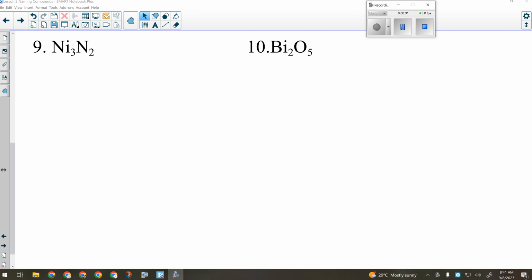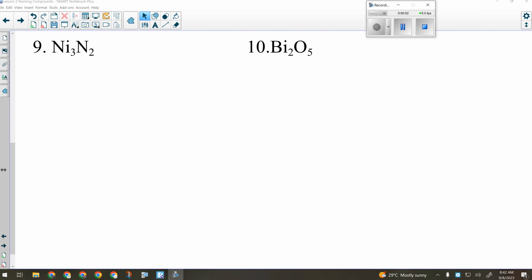We reviewed that you name the metal first and the non-metal second, and that you make the non-metal's name end in "ide." All of that was reviewed. Then we started something new: how do we name ionic compounds that involve a multivalent metal, or a metal that has more than one possible charge?